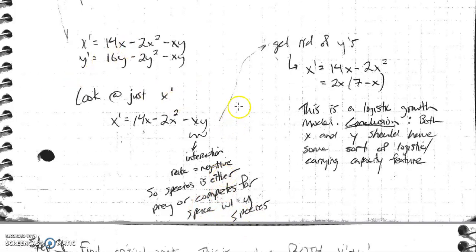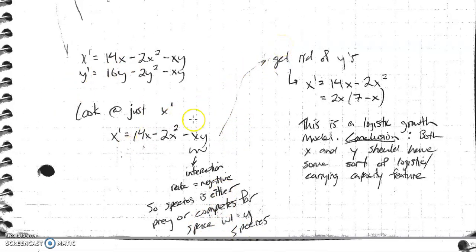So the other thing that I can do to look at, that's the interaction part of it. Now what I'm going to do is think about this problem and say, well, what if I just got rid of that? What kind of system would I have? What would be going on with x? If I just get rid of that interaction term and see how x would act all by itself, then I get x prime equals 14x minus 2x squared. That's just these two terms right here.